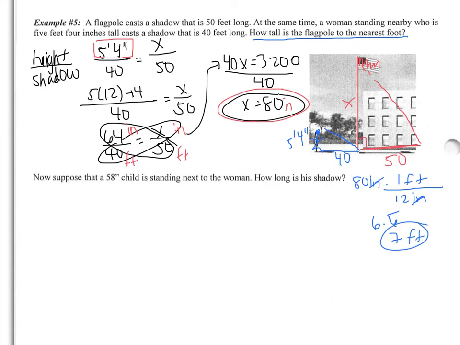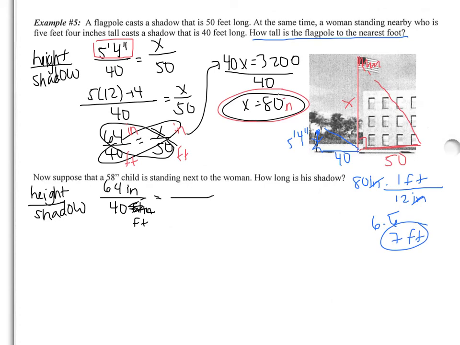Okay, let's see how we did. I'm still comparing height to shadow. I know that the woman is 64 inches tall and her shadow is 40 feet. This doesn't really make sense, does it? I think I probably meant it to be 40 inches originally. But anyway, let's go with 40 feet because that's what I gave you.